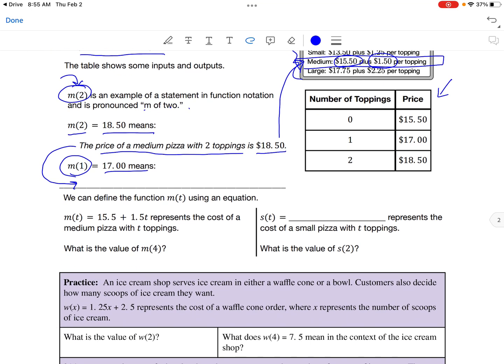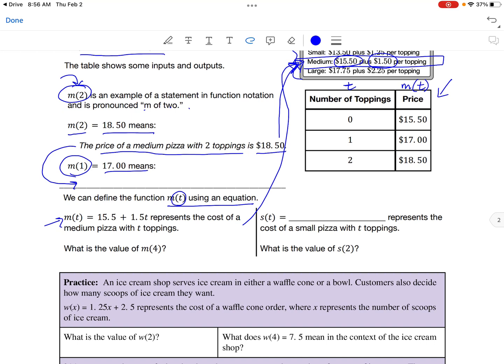Okay, and now we're going to make the rule for this function. We're going to use an equation for it. So m of t, so t is the toppings, so that would be in this column here. I'm sorry, that is wrong. t would be this column, number of toppings. The price would be m of t, that column. So m of t equals 15.5 plus 1.5t, right? That's taking this information here about a medium pizza.